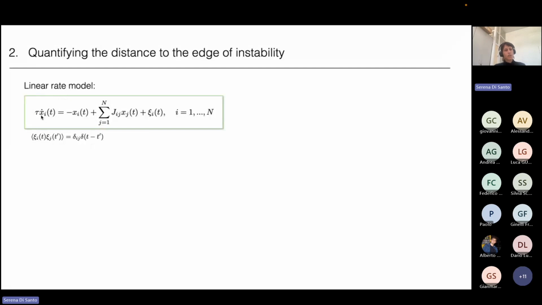This is a linear rate model. The variable is x_i, where neuron i goes from 1 to N, and x is a continuous variable describing the firing rate of the neuron. And J is this connectivity matrix, and then one has this external input, in the form of a noise term, which is uncorrelated white noise.